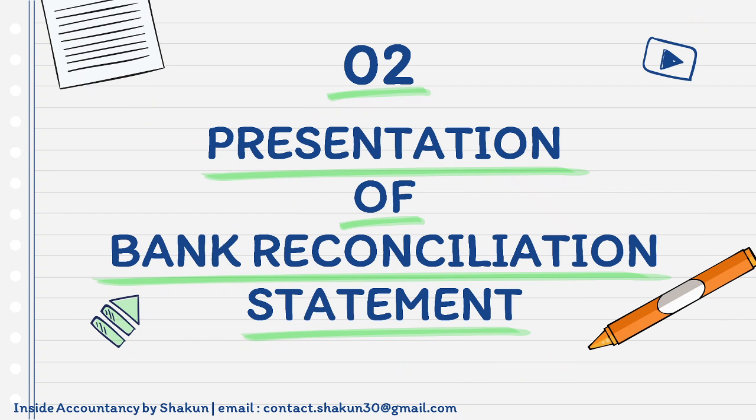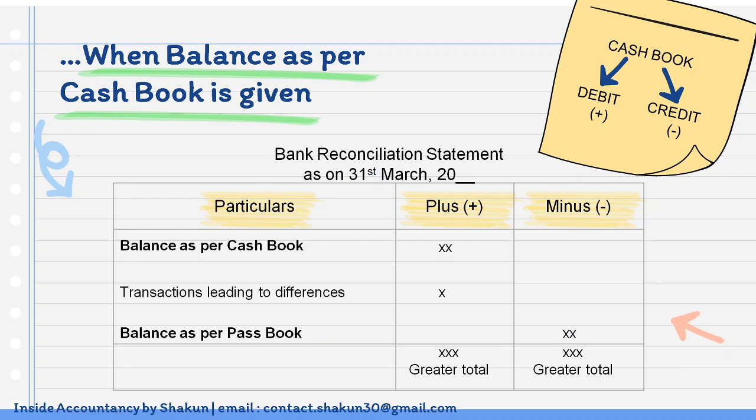Moving on, the presentation of bank reconciliation statement has also been discussed in the previous videos, and I would just like to reiterate that if the balance as per cash book is given in the question, it may either be a debit balance or a credit balance. A debit balance means it is the receipts balance, so that's why it is a plus balance, and a credit balance means some payment has been made, so that is why it is a minus balance. For the passbook, the balances will be opposite. So in case of passbook, DR would mean minus and CR would mean plus.